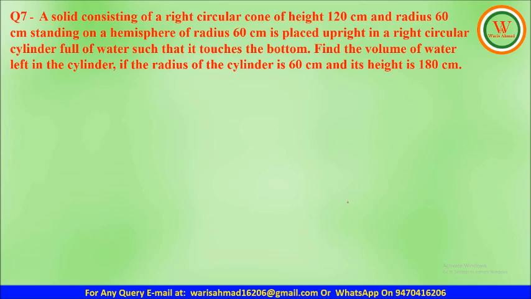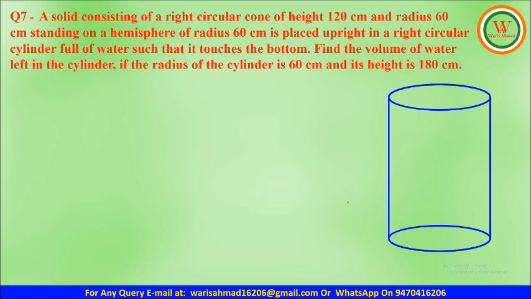So according to the question, first of all we have to consider a right circular cylinder which is filled with water. Here in the last line of the question, it is mentioned that the radius of the cylinder is 60 centimeter. So here we can draw the radius, which is 60 centimeter in length. Total height of the cylinder is given as 180 centimeter. So here we can write 180 centimeter is the height of this cylinder. This is the total height of the cylinder, which is already given.